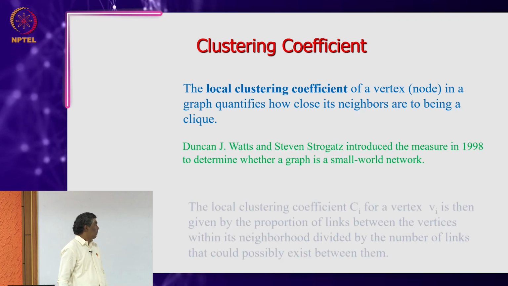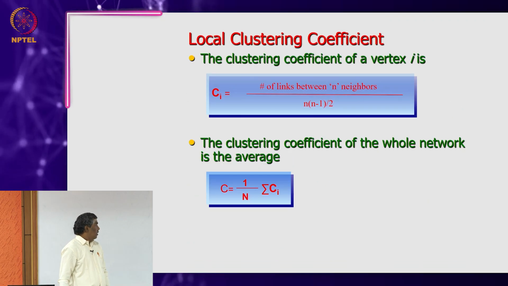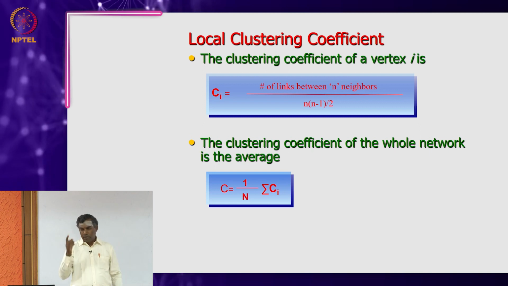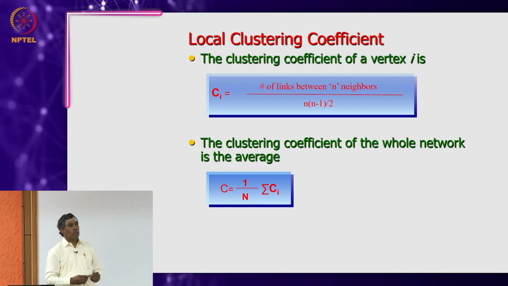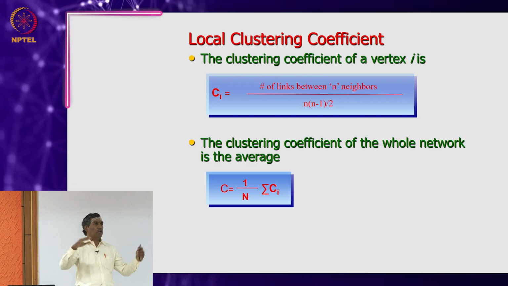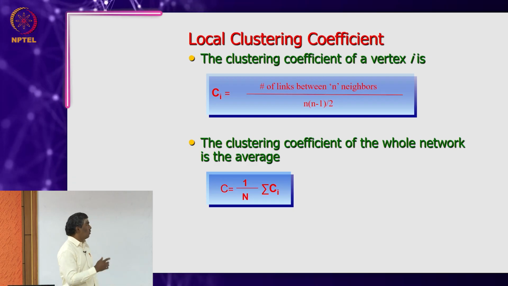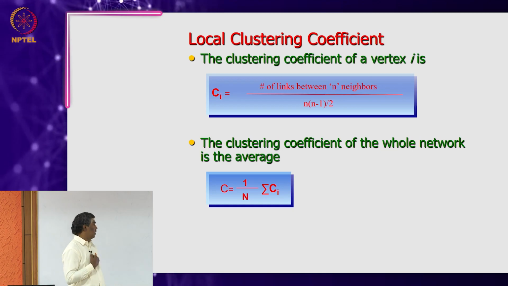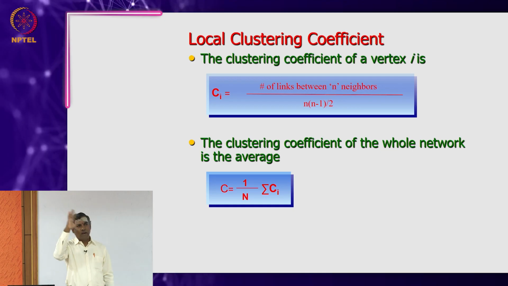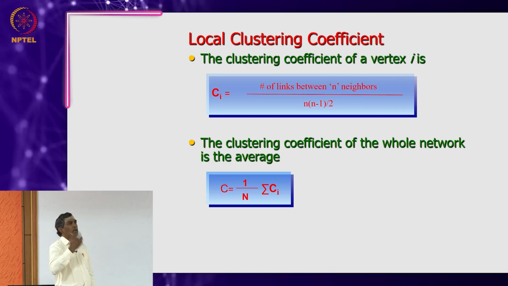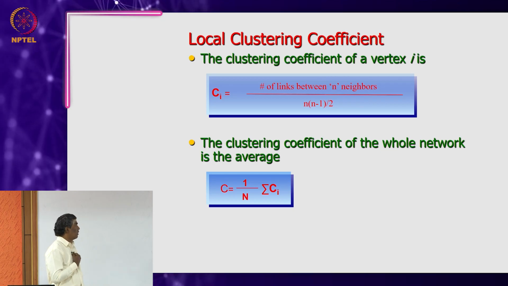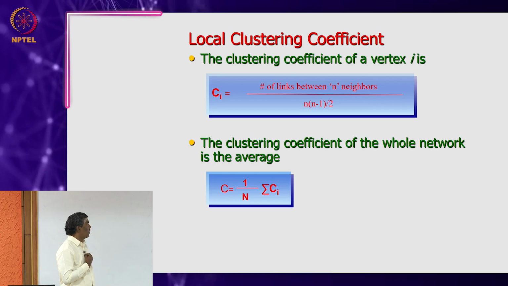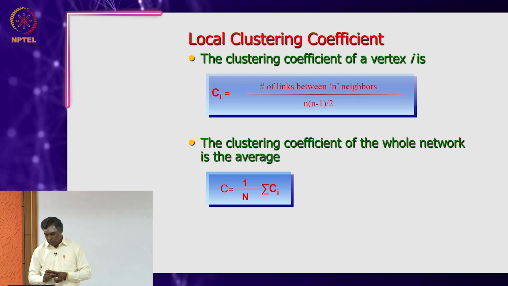There are 2 types of clustering which I have mentioned here. One is local clustering, the other one is global clustering. Local clustering you can do by the number of links between the neighbors. The global clustering is just finding all the local clusterings and then dividing by the total number. That's the logic. So, let us look into this.